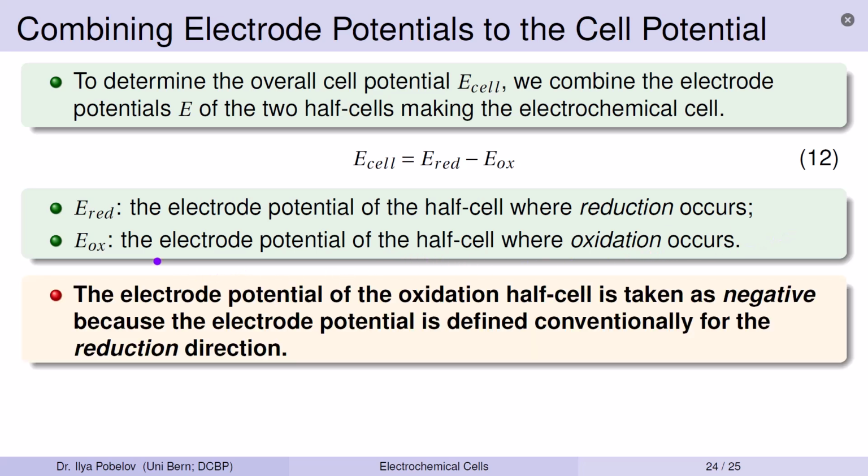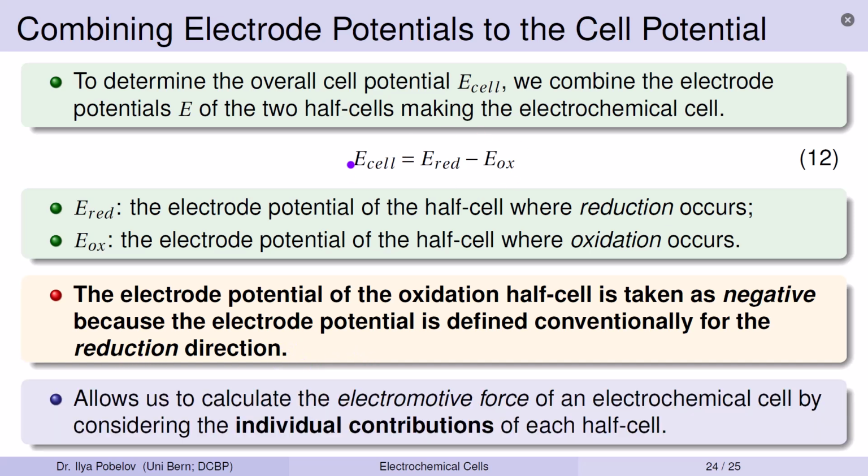The electrode potential of the oxidation half cell is taken as negative because the electrode potential is defined conventionally for the reduction direction. This approach allows us to calculate the electromotive force of an electrochemical cell by considering the individual contributions of each half cell.